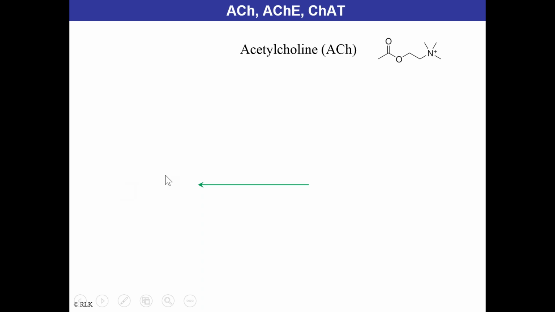Okay, so we talked about the enzymes that can break it down, but then there are also the enzymes that can recombine to make acetylcholine.